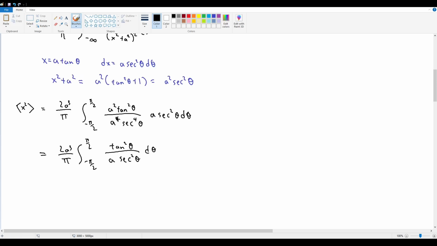Let's move the a out and just cancel it with the a cubed on top. So the a goes away, this becomes a squared. So now we have 2a squared over pi times a d theta, integral from negative pi half to positive pi half of tangent squared over secant squared theta.